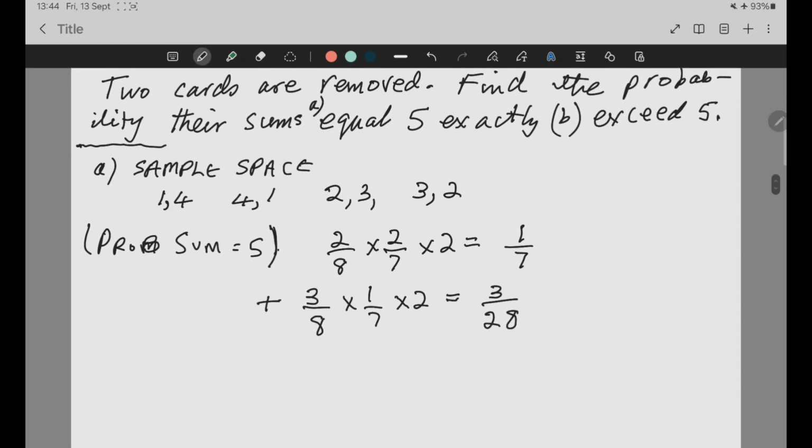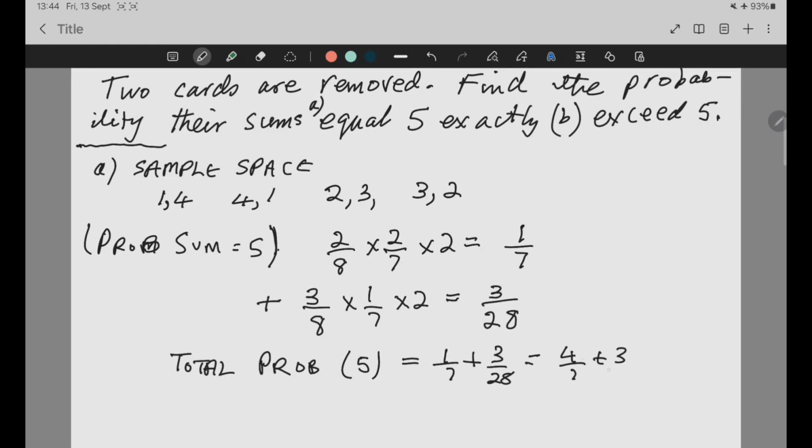So the total probability of getting a total of 5 is 1 out of 7 plus 3 out of 28, which should come down quite easily to 4 out of 28 plus 3 out of 28, 7 out of 28, which is 1 out of 4. That deals with part A.